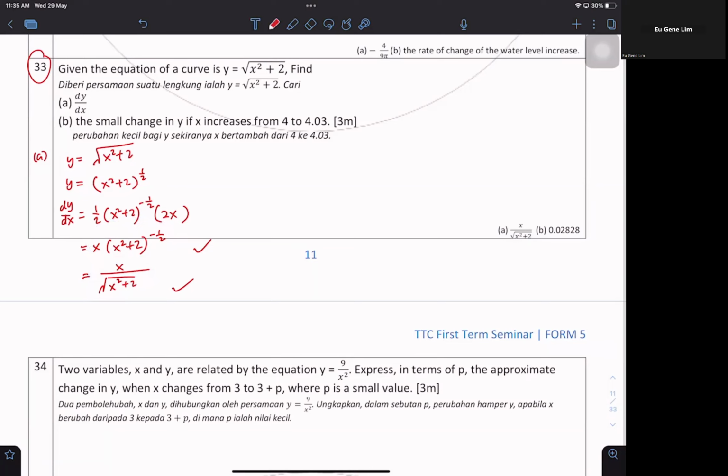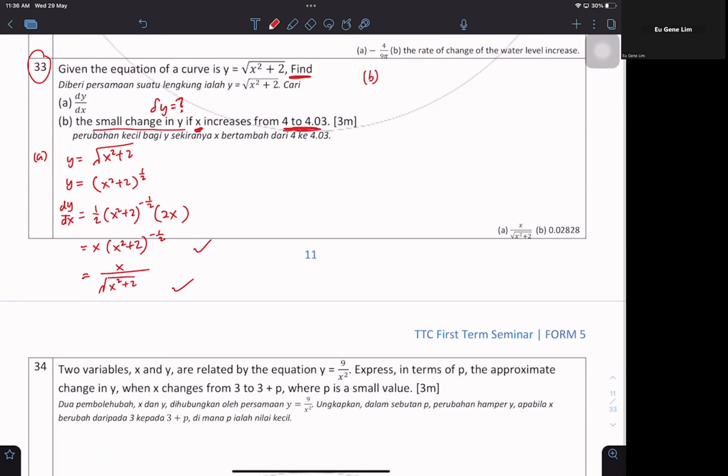Question B: find the small change in Y, meaning find delta Y. Understand? Small change is delta, right? When X increases from 4 to 4.03.